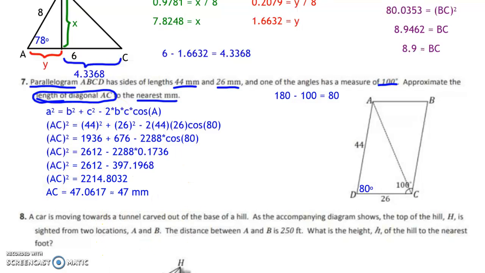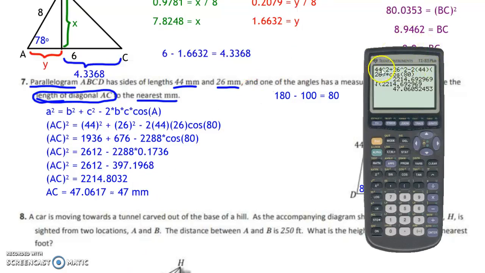One thing that I wanted to point out to you with the law of cosines is that this piece that's on the right-hand side of the equation, which is just a string of numbers, this you could calculate individually. It requires several steps worth. However, you could also put it into your calculator. So all of this, 44 squared, 26 squared, etc., all went into the calculator here, and I got 2214.69, etc. And then I square rooted, I got 47.0605.